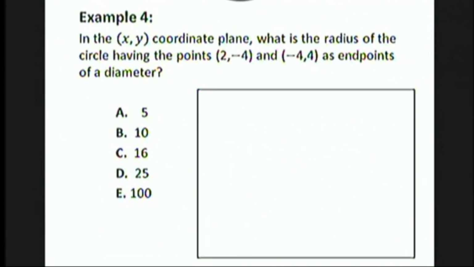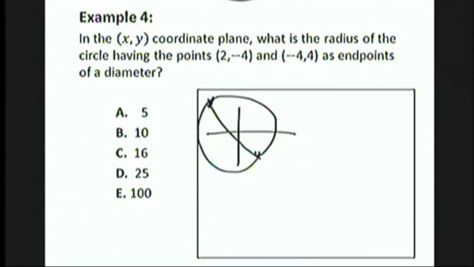Let's do one more example. In the xy coordinate plane, what is the radius of the circle having the points 2, -4 and -4, 4 as endpoints of a diameter? Let's draw a quick picture. The point 2, -4 is about here, and the point -4, 4 is about here. And this is the diameter of this circle.